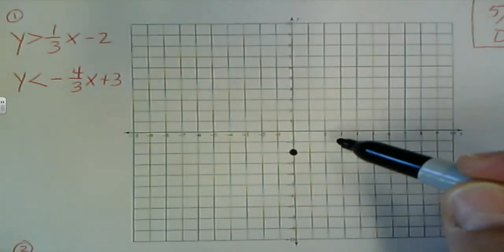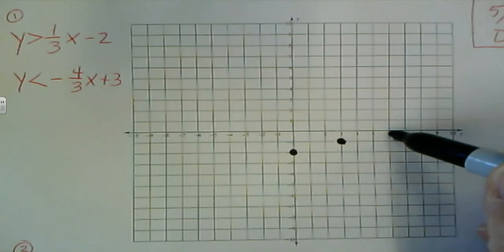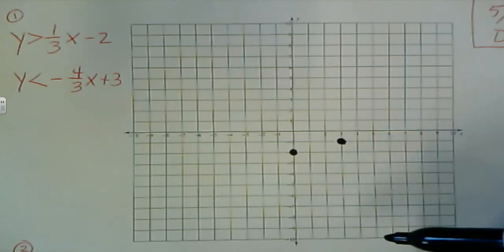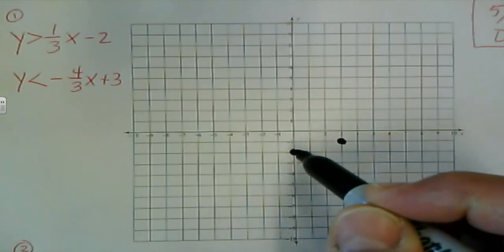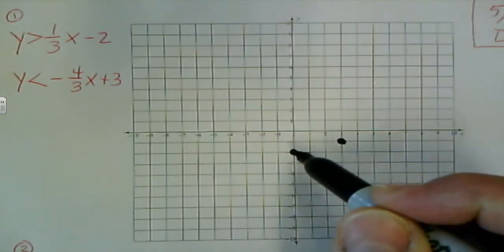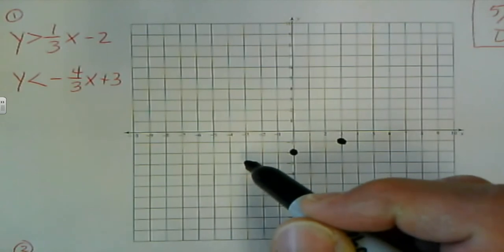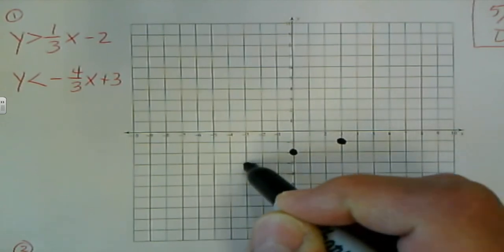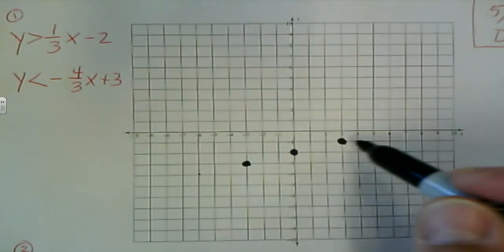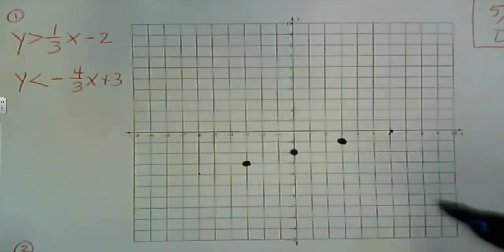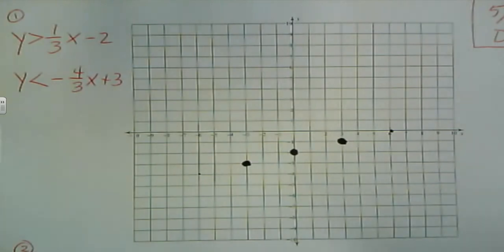Now, can I continue on? Sure. I can go up 1 over 3 again and put a dot if I want to. But my second dot is always going to be reversed. That's why, since I went up 1 and right 3, I'm going to go down 1 and left 3. And I can continue down 1, left 3 if I wanted to. You can go up 1, back 3. You can continue to put dots down there as you want.